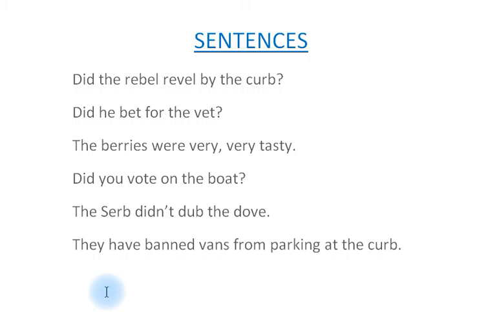And they have banned vans from parking at the curb.